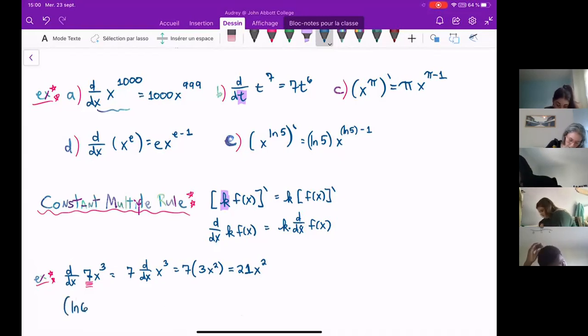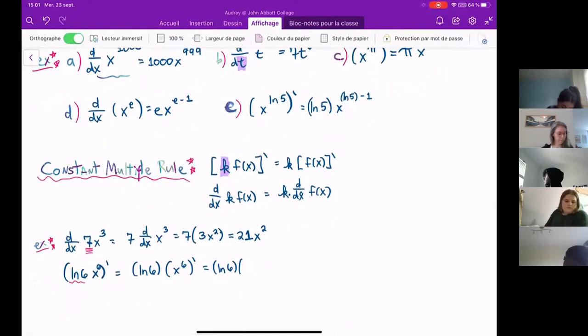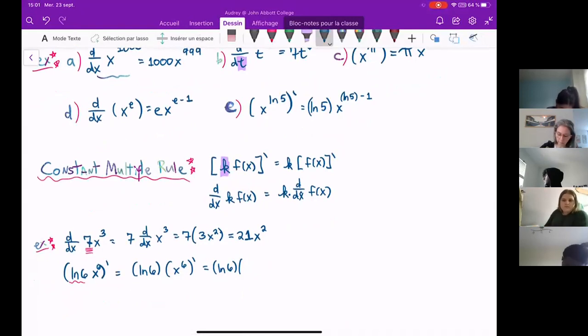Or I could also do the derivative of ln 6 times x. Again, that ln 6 right there is just a constant. I'm sorry, I want that to be an x to the 6, my bad. So this is saying I can bring that ln 6 to the outside and then just have the derivative of x to the 6. What is the derivative of x to the 6? 6x to the 5th.